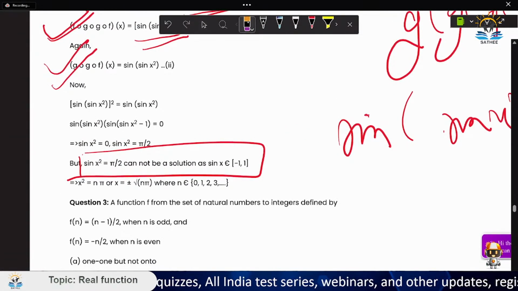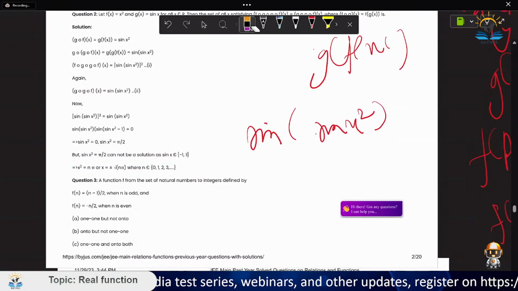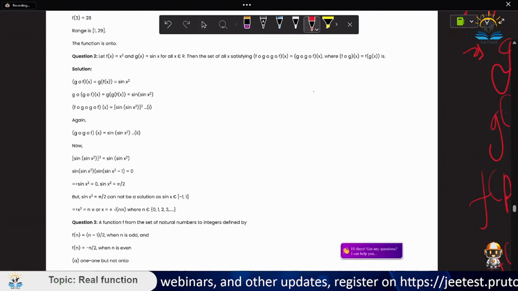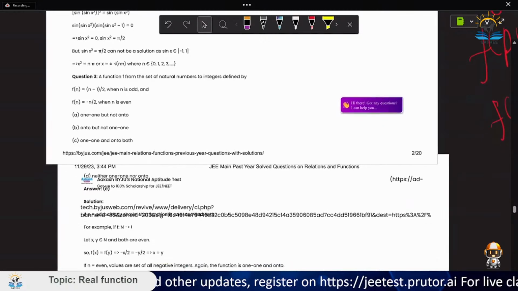The first thing we did here was we tried directly putting the value of x in the functions. So it might look complicated here, but when you start writing and solving, you realize it's not that tough.